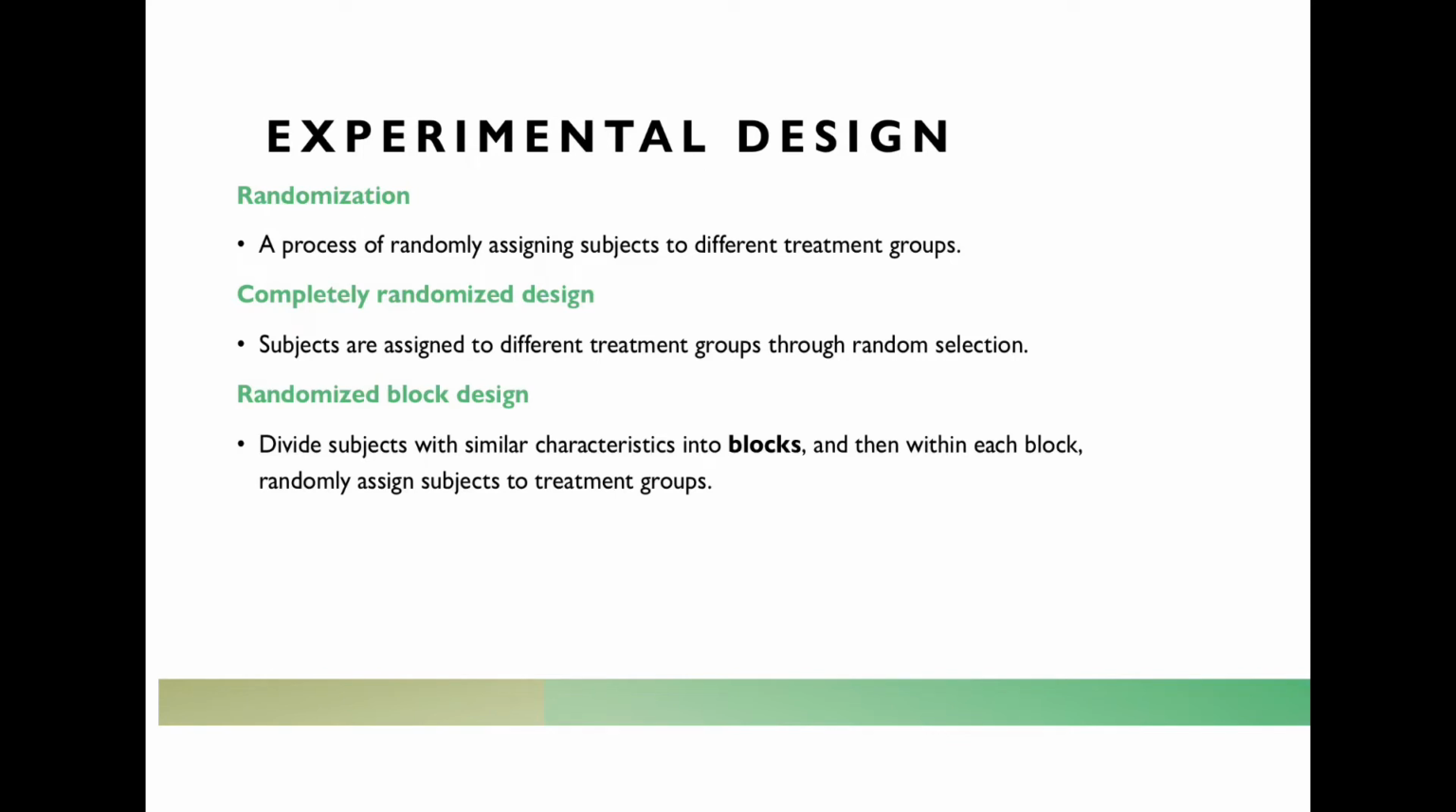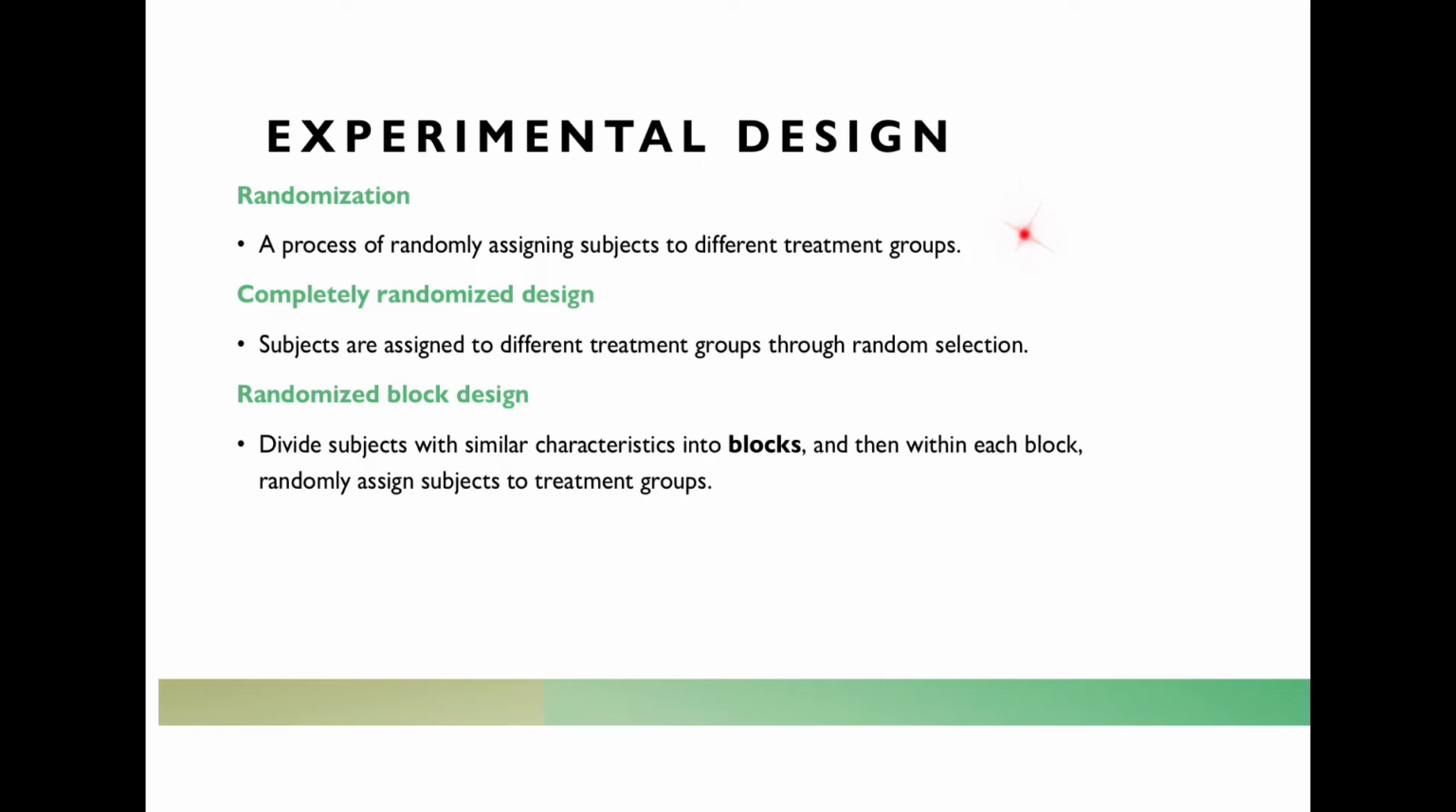One of the most important things, whether we're doing an observational study or whether we're doing an experiment, is randomness. When we're selecting a sample from a population, if it's not random, the results will not be able to be trusted.